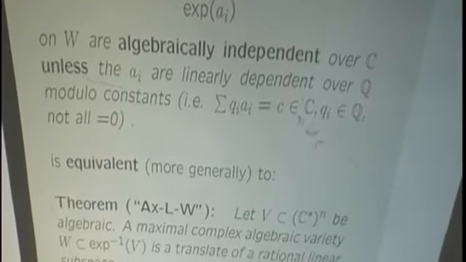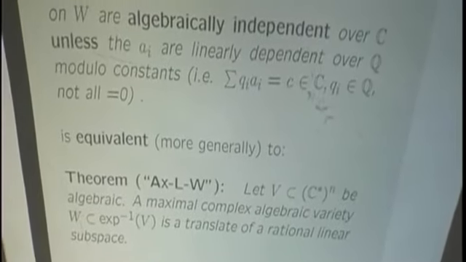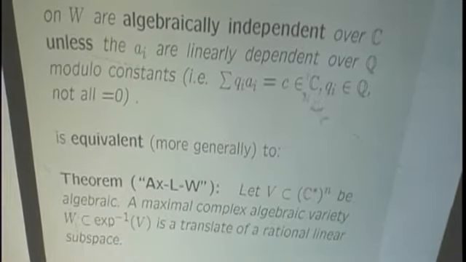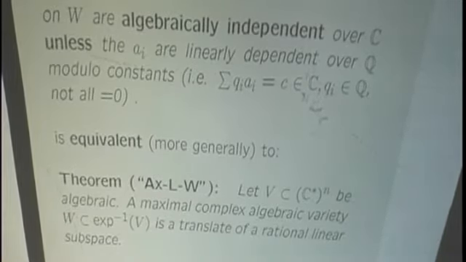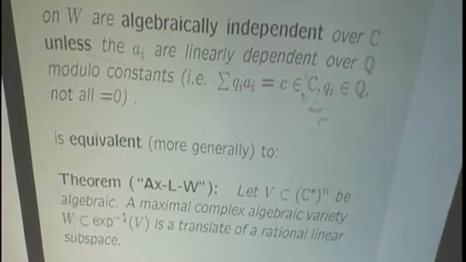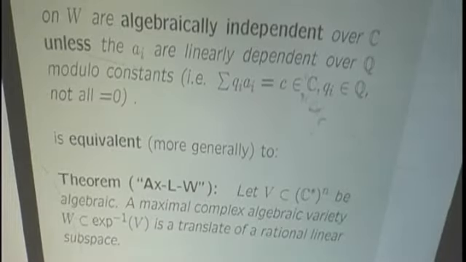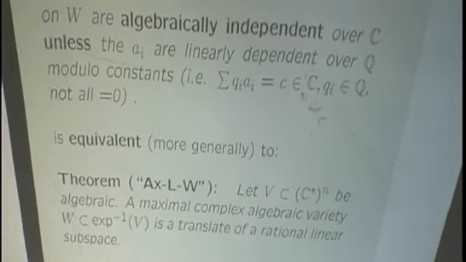Now, if you think about what that means, it means that W is contained in a translate of a rational hyperplane. But it turns out that this theorem is equivalent to a somewhat stronger version: that if you take the subvariety V, a maximal complex algebraic variety in the exponential pre-image is in fact a translate of a rational linear subspace.